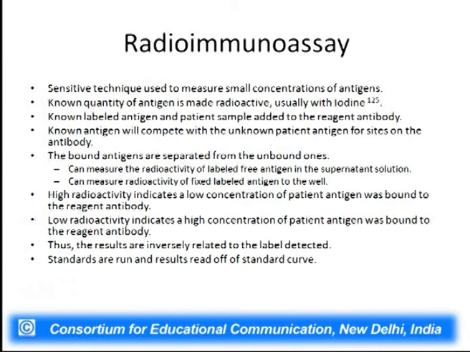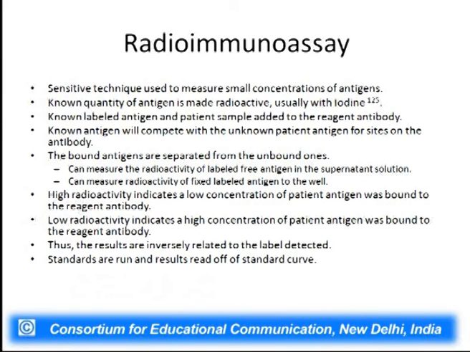it can be used to measure very small concentrations of antigens. Here the known quantity of antigen is generally made radioactive by labeling it with iodine, and this known antigen and the patient sample are added to the reagent antibody simultaneously. So the known antigen, the radioactively labeled antigen, will compete with the patient's antigen for the same site on the antibody. So the antigens can be separated from the unknown ones.